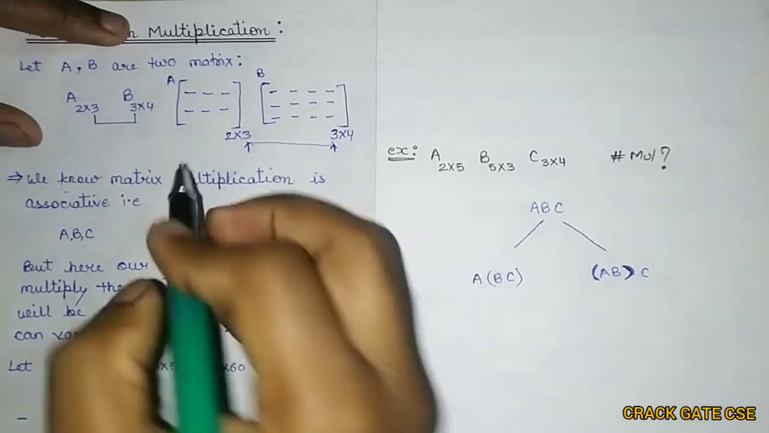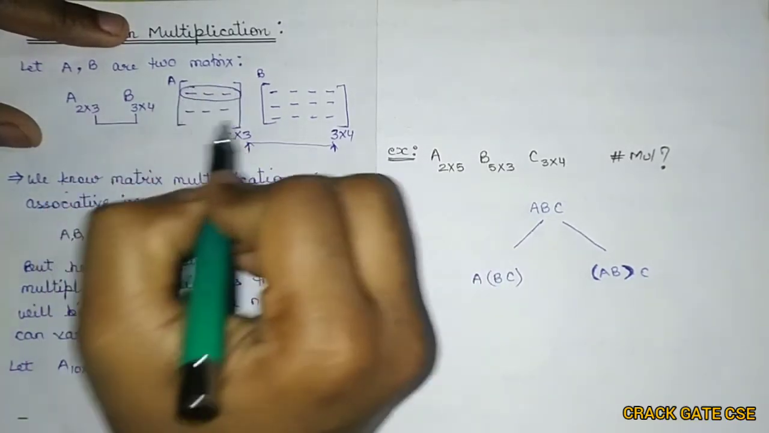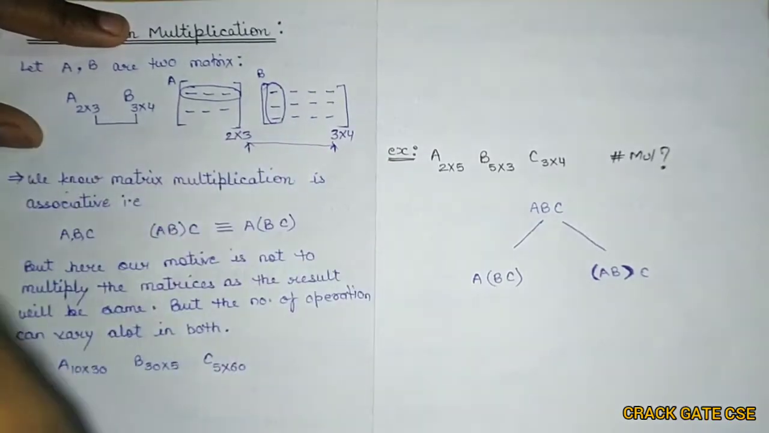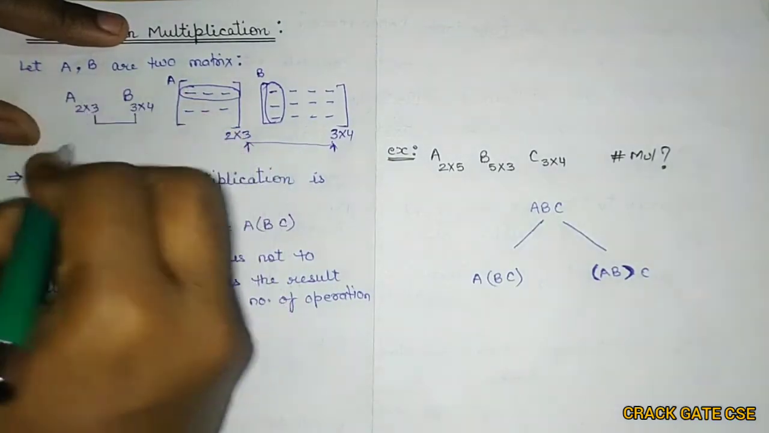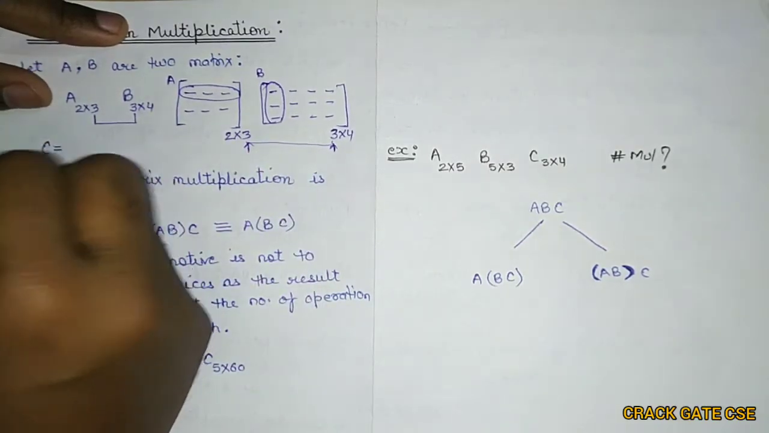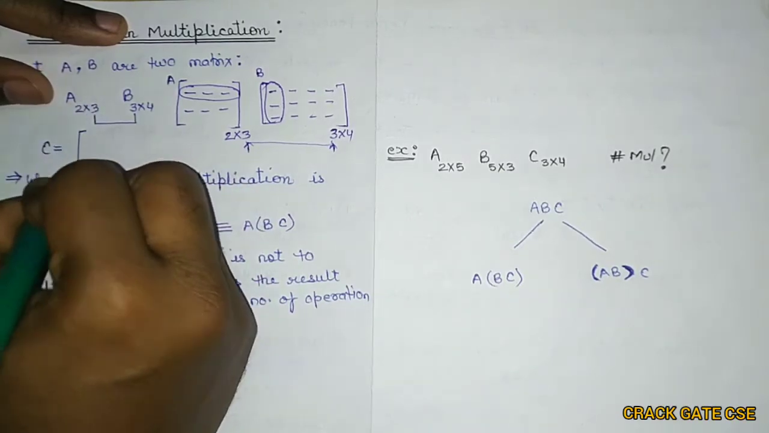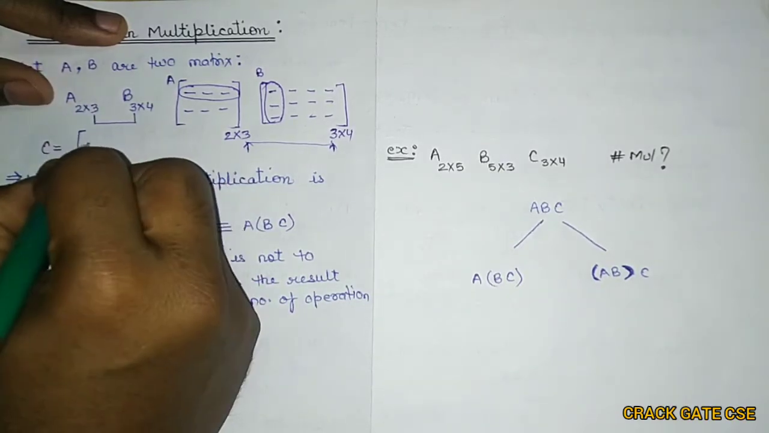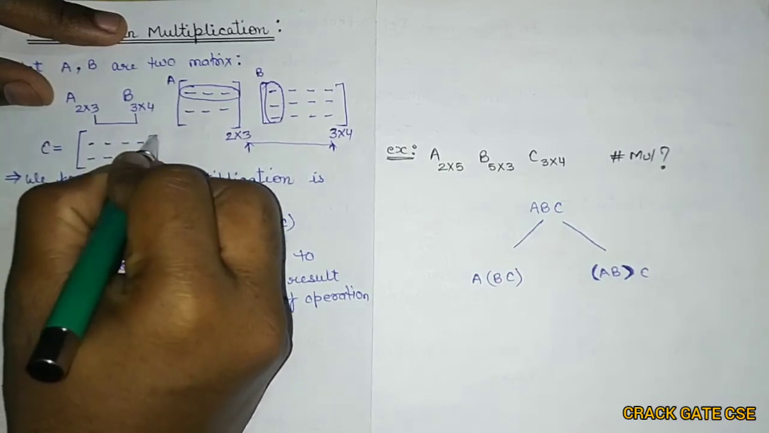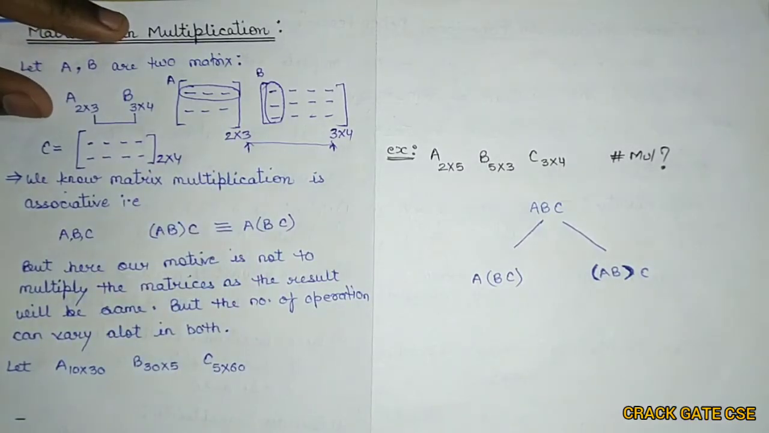Now if you multiply it, you can see that all of these 3 values will be multiplied with all of these 3 values to give one element. What does it mean? That means, let's say the result is stored in C, C equals A into B, and then C will be having 2 rows and 4 columns. So the dimension for the output will be 2 by 4.